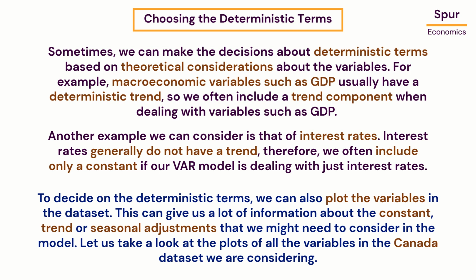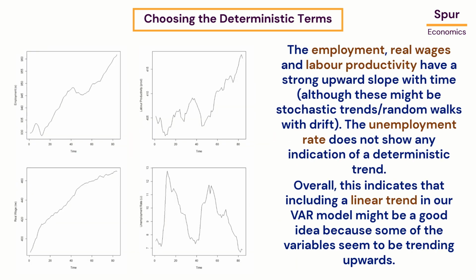To decide on the deterministic terms, we can also plot the variables in the dataset. This can give us a lot of information about the constant, trend, or seasonal adjustments that we might need to consider in the model. Let us take a look at the plots of all the variables in the Canada dataset we are considering. The employment, real wages, and labor productivity have a strong upward slope with time. The unemployment rate does not show any indication of a deterministic trend. Overall, this indicates that including a linear trend in our VAR model might be a good idea because some of the variables seem to be trending upwards.